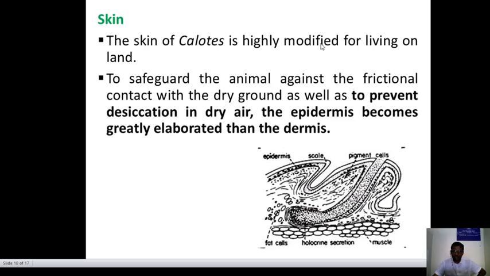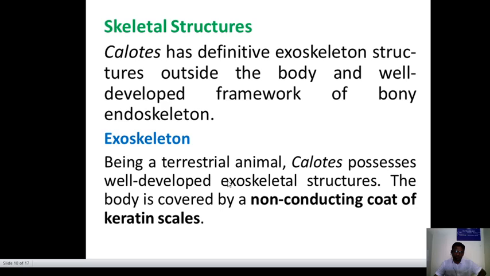The skin of Calotes is highly modified for living on land. It safeguards the animal against frictional contact with the dry ground as well as prevents desiccation in dry air. Even if the air is dry, because of the skin there will be no desiccation. The epidermis becomes greatly elaborated compared to the dermis.